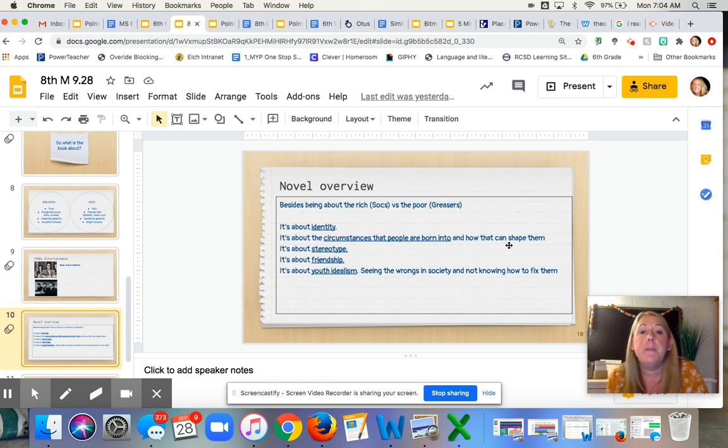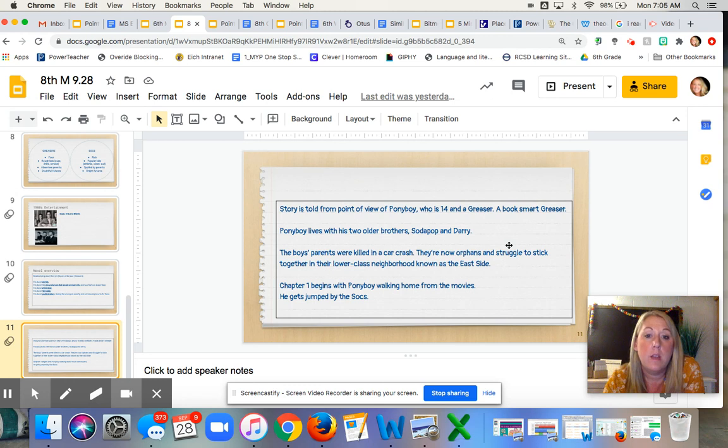Okay. It's about stereotypes, which is people judging you before they know you. And that's something that obviously still goes on today. It's about friendship, big time. And it's about youth idealism, seeing the wrongs in society and not knowing how to fix them. So you see all these things that are wrong, you want to fix them, you want to make the world a better place, but not always knowing how to go about that.